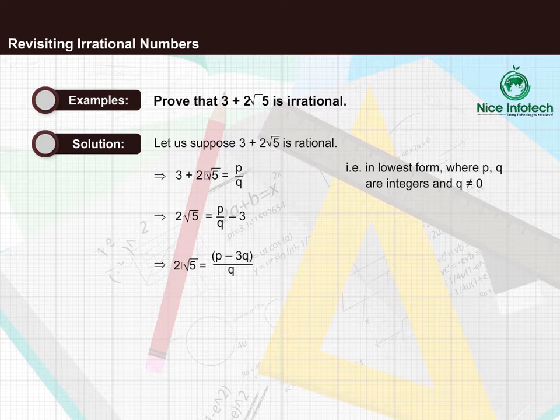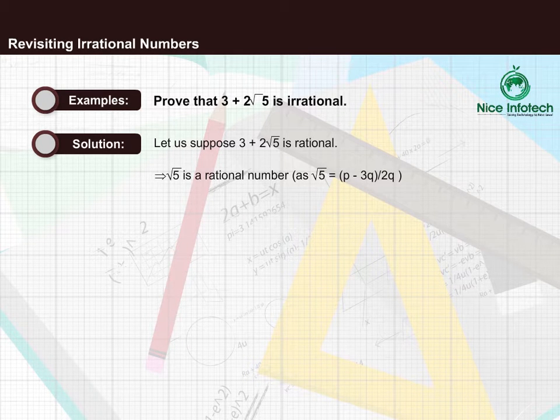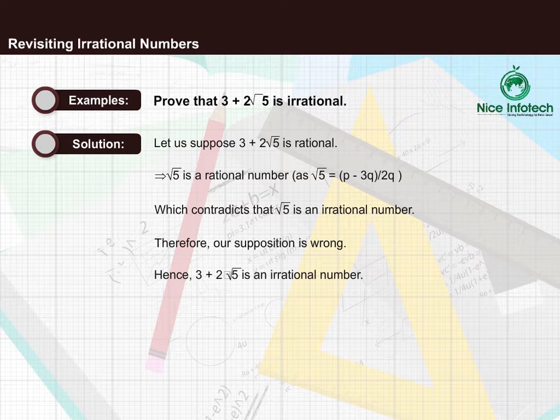Rearranging the terms and solving it, we get p minus 3q, 2q are integers. This implies that p minus 3q over 2q is a rational number. This also implies that square root of 5 is a rational number, as it is equal to that ratio, which contradicts that square root 5 is an irrational number. Therefore, our supposition is wrong. Hence, the given number is an irrational number.